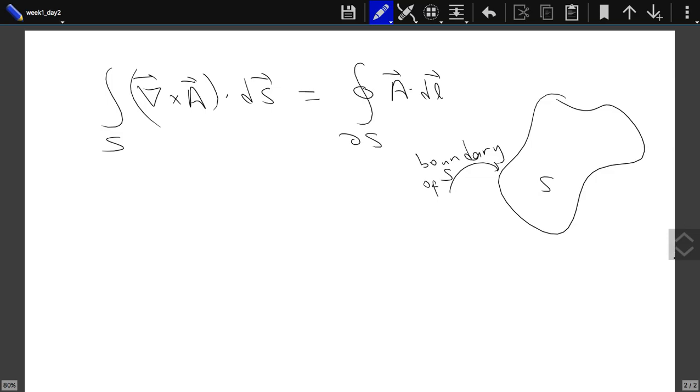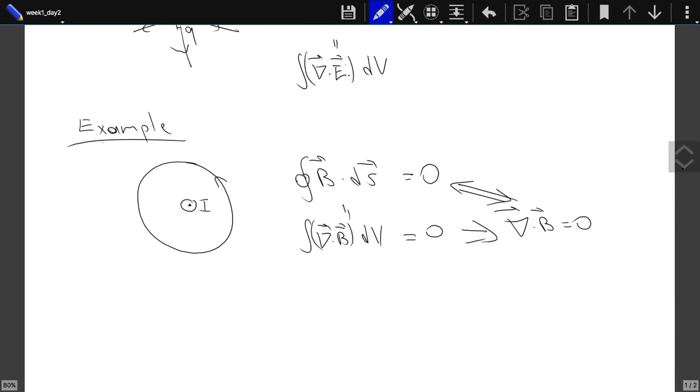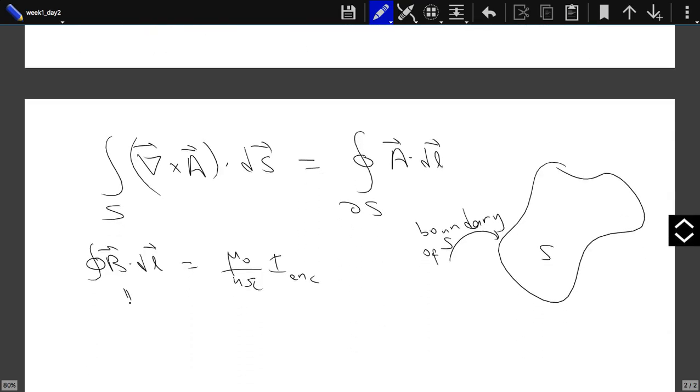And again, if we go back to the electric and magnetic field analogs, B dot dl over a loop, if you remember, this was equal to mu0 times the enclosed current. Now, in particular, if you go back to this example over here, the integral of B dot dl around this loop is just I, but we can write it as the integral of the curl of B over the surface.